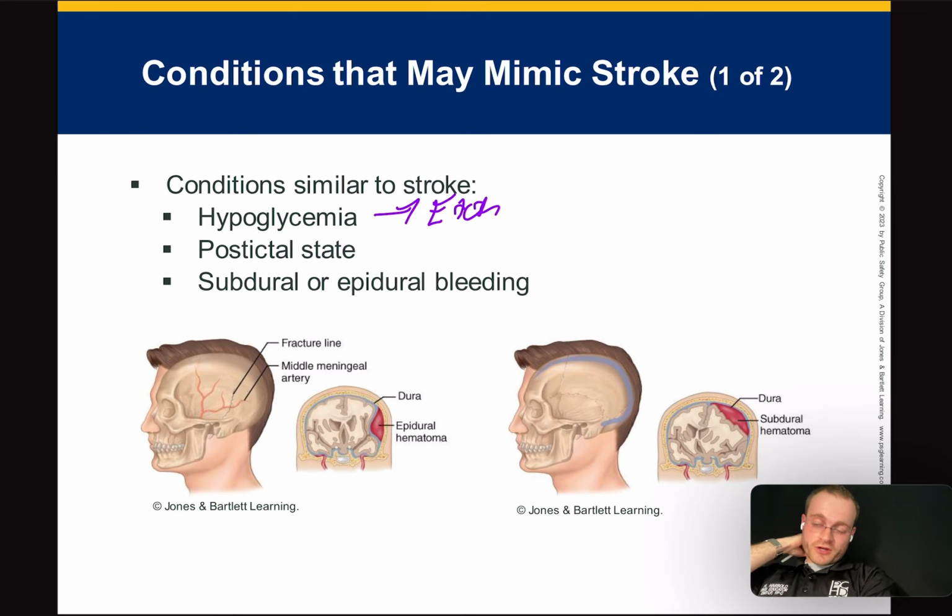Someone just ran a marathon and their brain's really tired, so it's kind of messed up for a period of time, 5 to 10 minutes, and that can present like they've had a stroke. Okay, so the postictal state is the state after a seizure, a grand mal seizure, a tonic-clonic seizure.